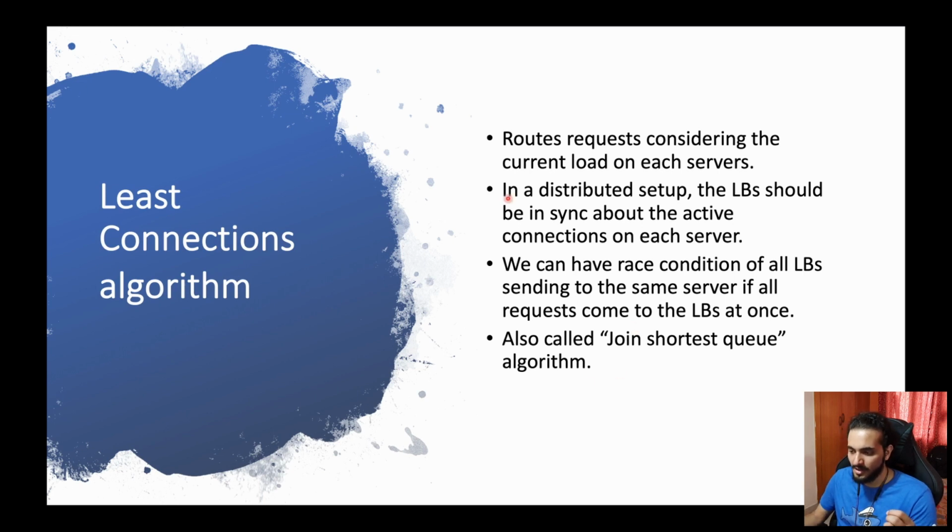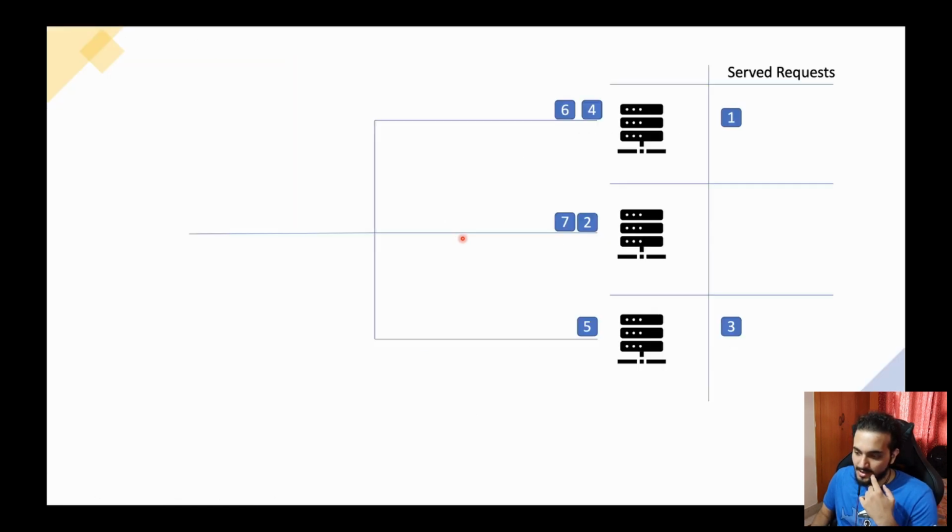The second point is what happens in a distributed setup. Let's assume we have multiple load balancers. In that case, the load balancers should be in sync about the active number of requests in each of the web servers. The load balancers are not going to poll each web server and ask it how many requests you have in your queue. This is something which has to be maintained on the load balancer itself. You're going to maintain the number of active connections which have not yet been responded to by the web servers, and this has to be synced among each of the load balancers so that they know which server they have to send the request to.